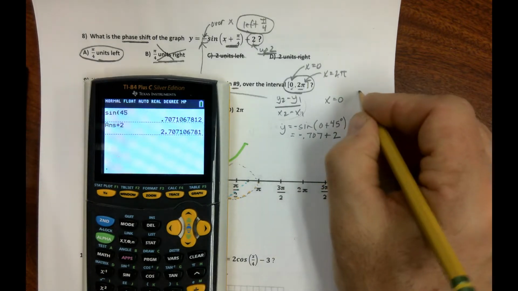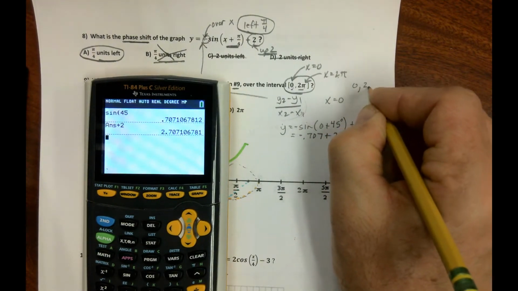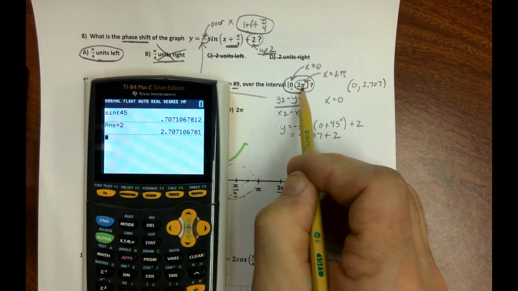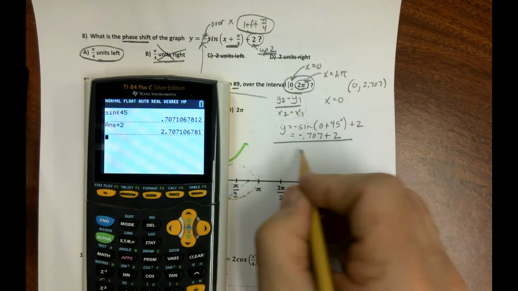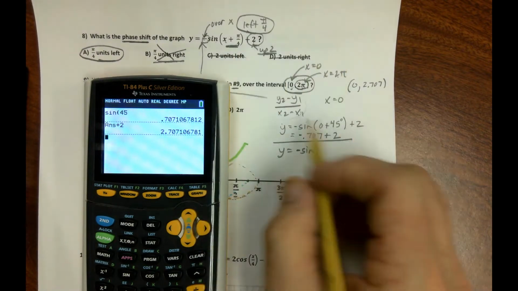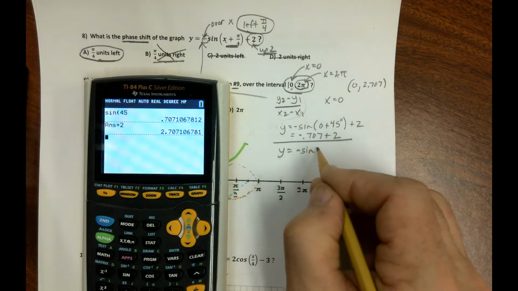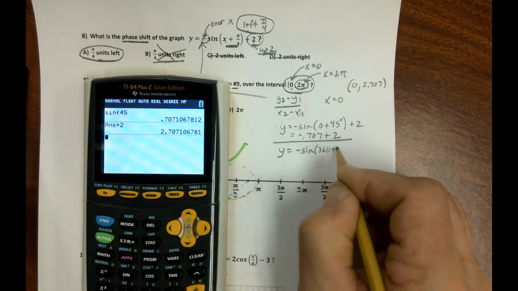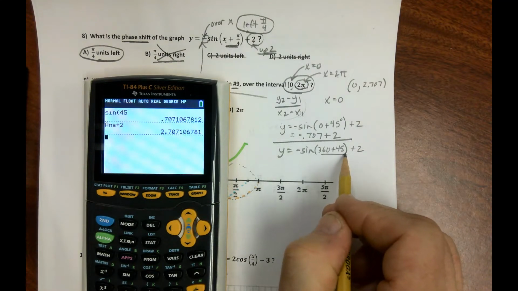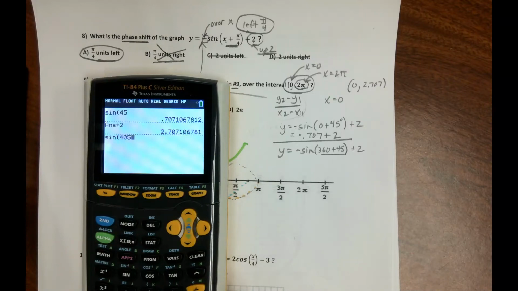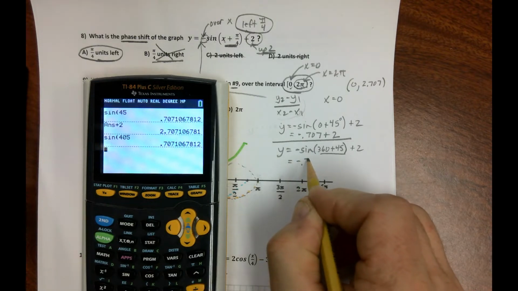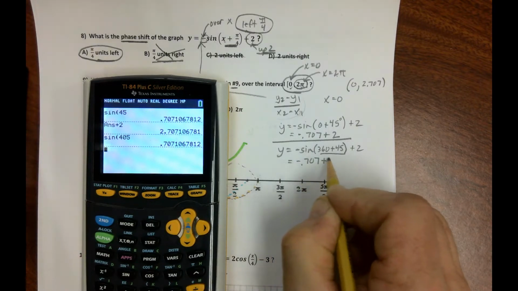So my first point is 0, 2.707. Now I'm going to plug in this. Well, what is that? That's 360. So now I'm going to type in y equals negative sine. My x value is 360. So that's 360 plus 45 plus 2. That's actually 405. So I'm going to type sine of 405. And notice I get negative 0.707 again, plus 2 again.